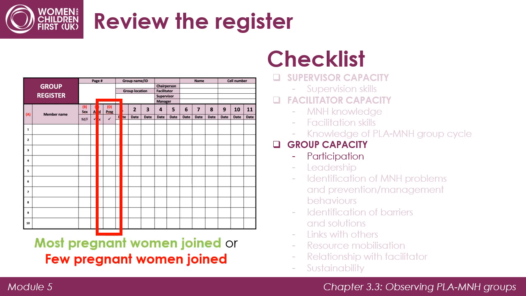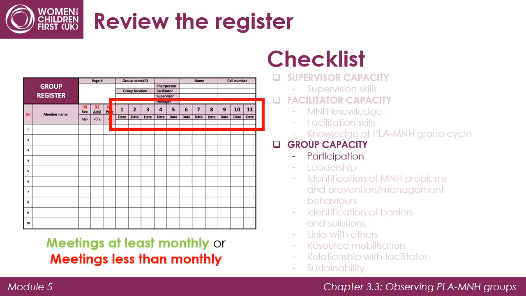Fourth, assessing pregnancy status of members can be very helpful. Groups where most pregnant women in a catchment area join are stronger than those where few pregnant women join. Information on the pregnancy status of the group members can be accessed from this column in the register. Fifth, reviewing the dates of the meetings can give a sense of the frequency of meetings.